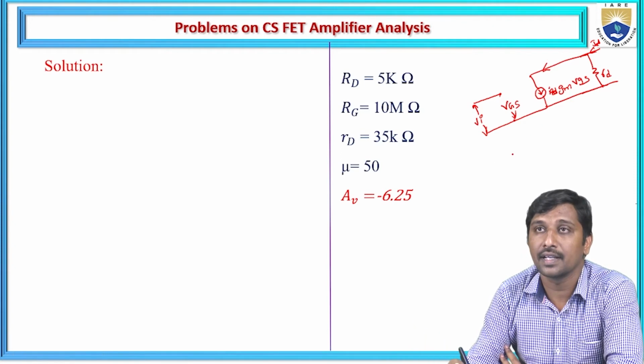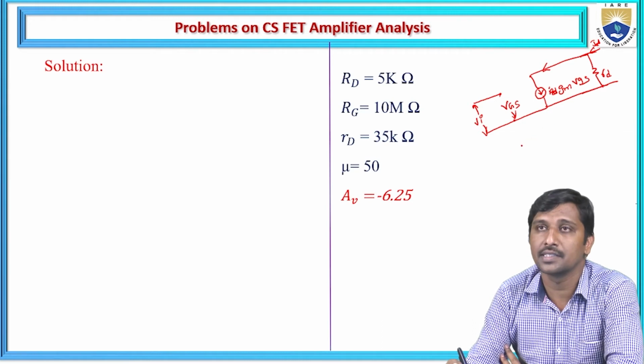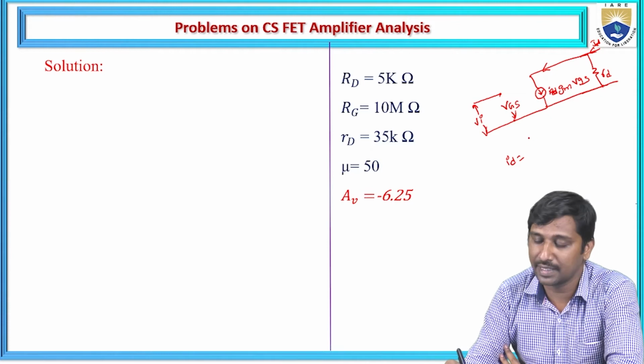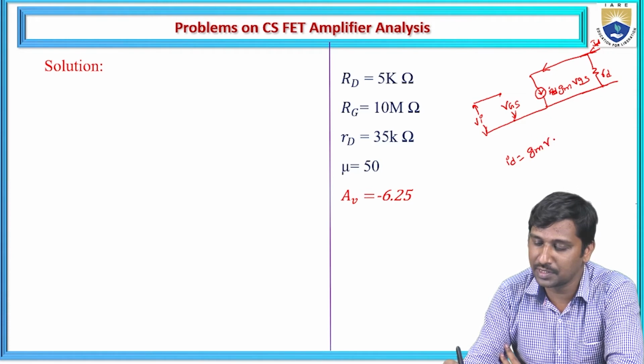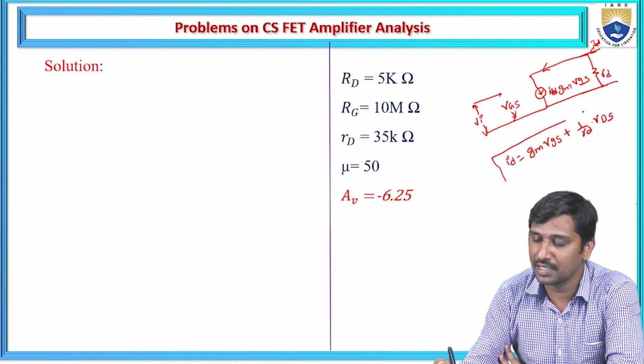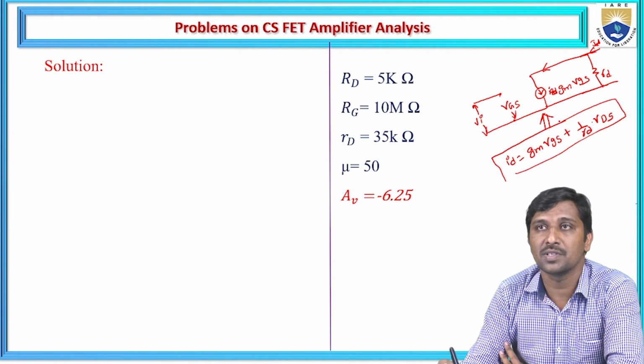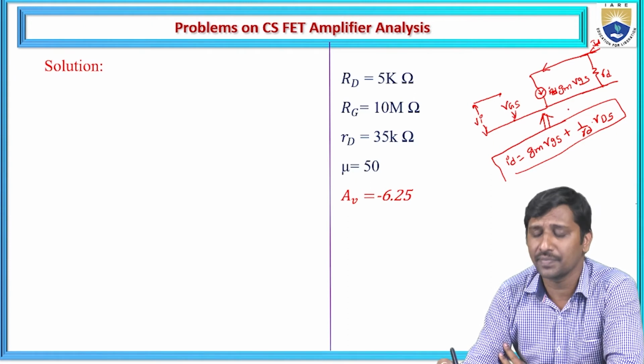So from that we can write ID is equal to gm VGS plus 1 by rd times VDS. So we know that mathematical equation ID is equal to gm into VGS plus 1 by rd times of VDS. From this mathematical representation, we are simplifying this to the small signal model of a common source JFET amplifier.